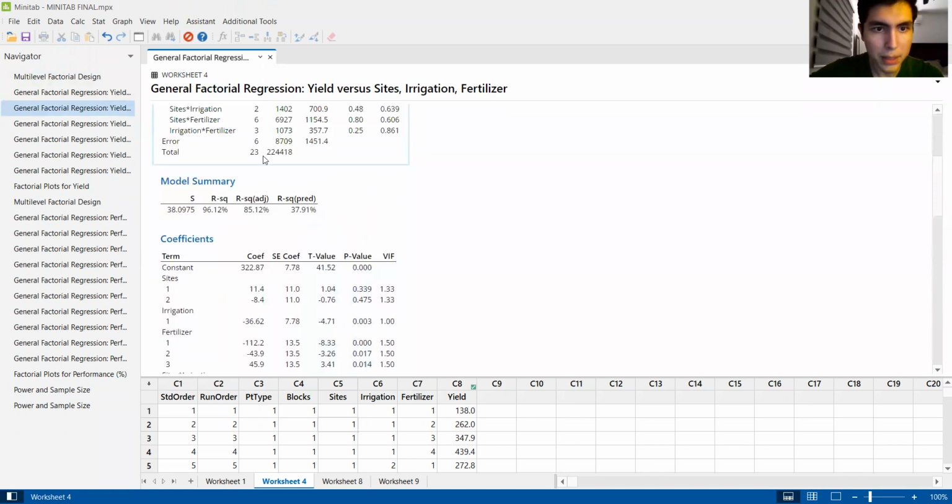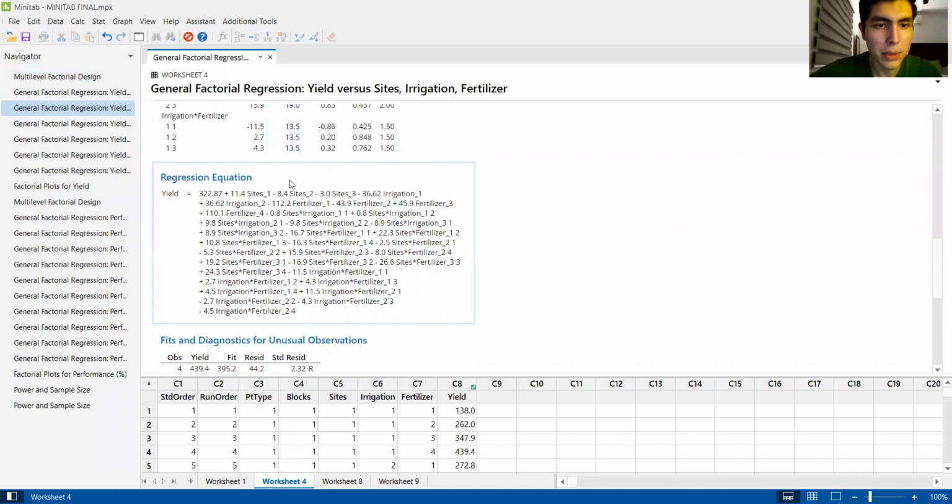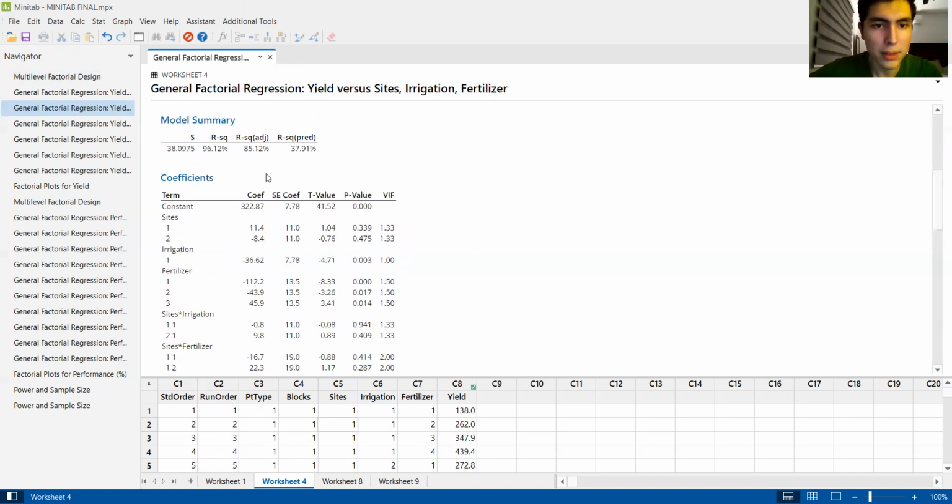So here we have the model summary. We see an R square of 96.12% and an R square adjusted of 85.12%. This is an acceptable value, but we could improve it by making some adjustment on the model. Here we can see the coefficients and the regression equation, which is made out of these coefficients.